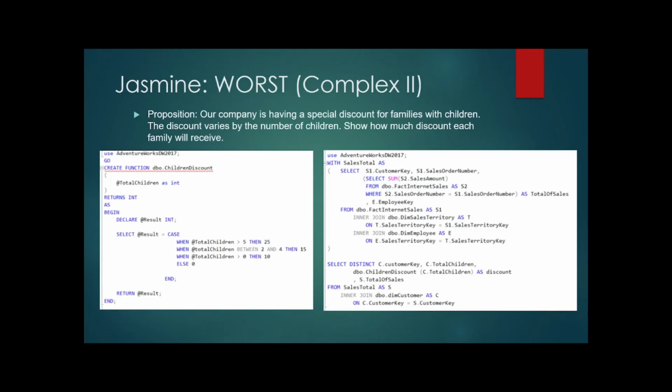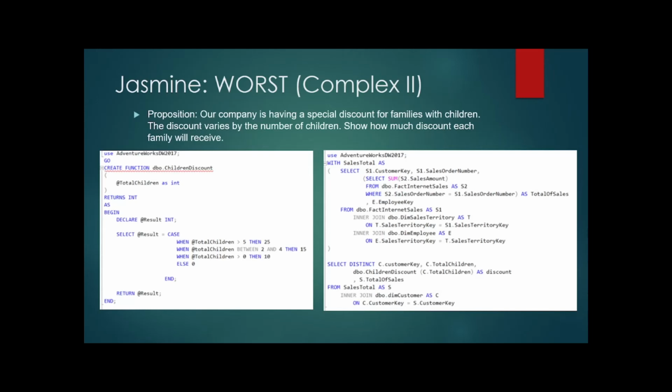Proposition: our company is having a special discount for families with children. The discount varies by the number of children. Show how much discount each family will receive. Even before we get into the query, I think the proposition was really at fault here because the discount period has not been specified, implying that we give a discount for all orders ever placed, and this would surely lead a company to bankruptcy.